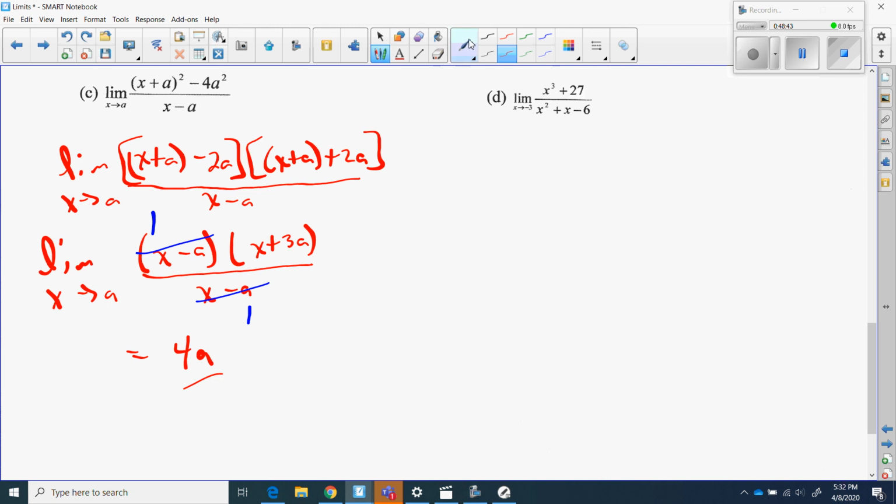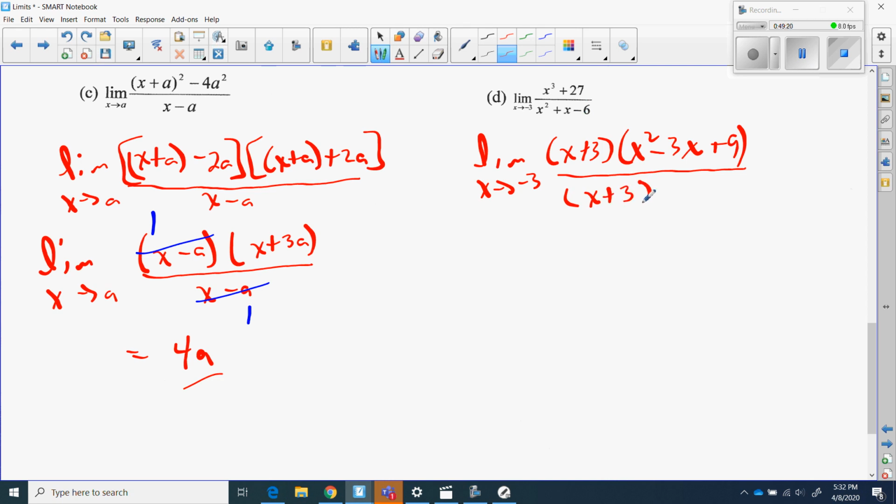Last one. Definitely some factoring here. Sum of cubes, simple trinomial. Let's see where that goes. Limit as x is approaching -3. So sum of cubes on this would be cube root of the first plus cube root of the second. Square this one. Product, opposite sign. Square this one. Two numbers that multiply to give -6 and add to give 1 would be a +3 and a -2. X plus 3, x minus 2.